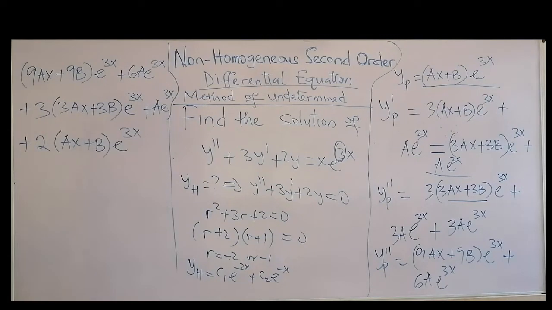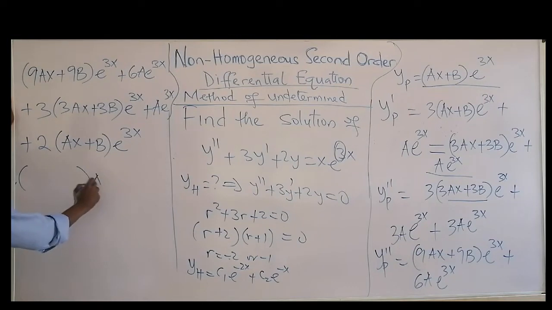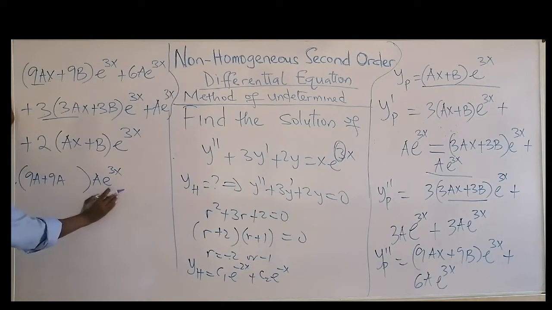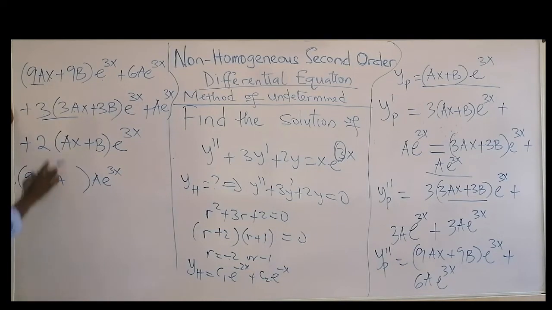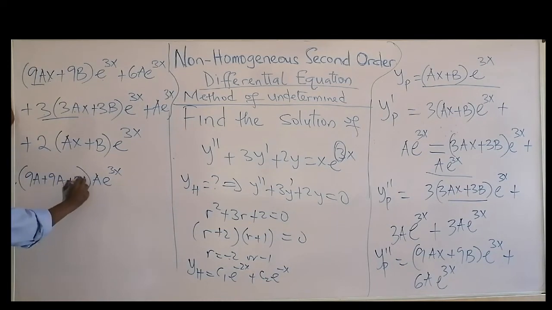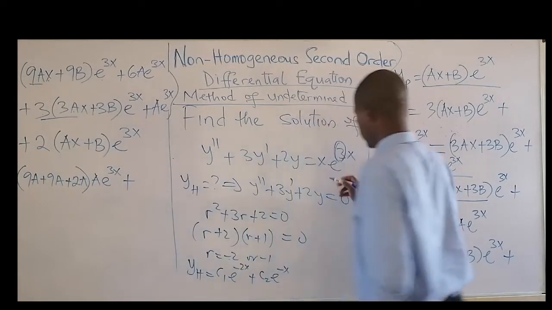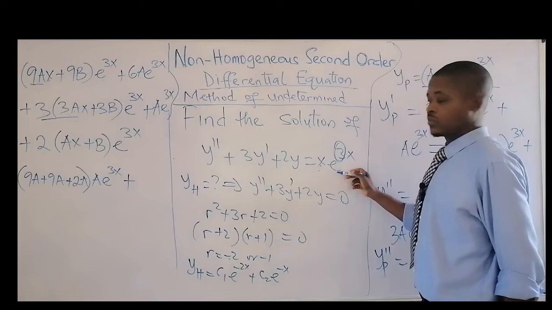Put it together and see what we can get. I want to factorize x e3x. Taking it outside, I have 9a from the second differential. Then 3 times this one also gives 9a. Then plus 2a. Why are we doing that? You can see we have x e3x here, so that's why we are doing that.